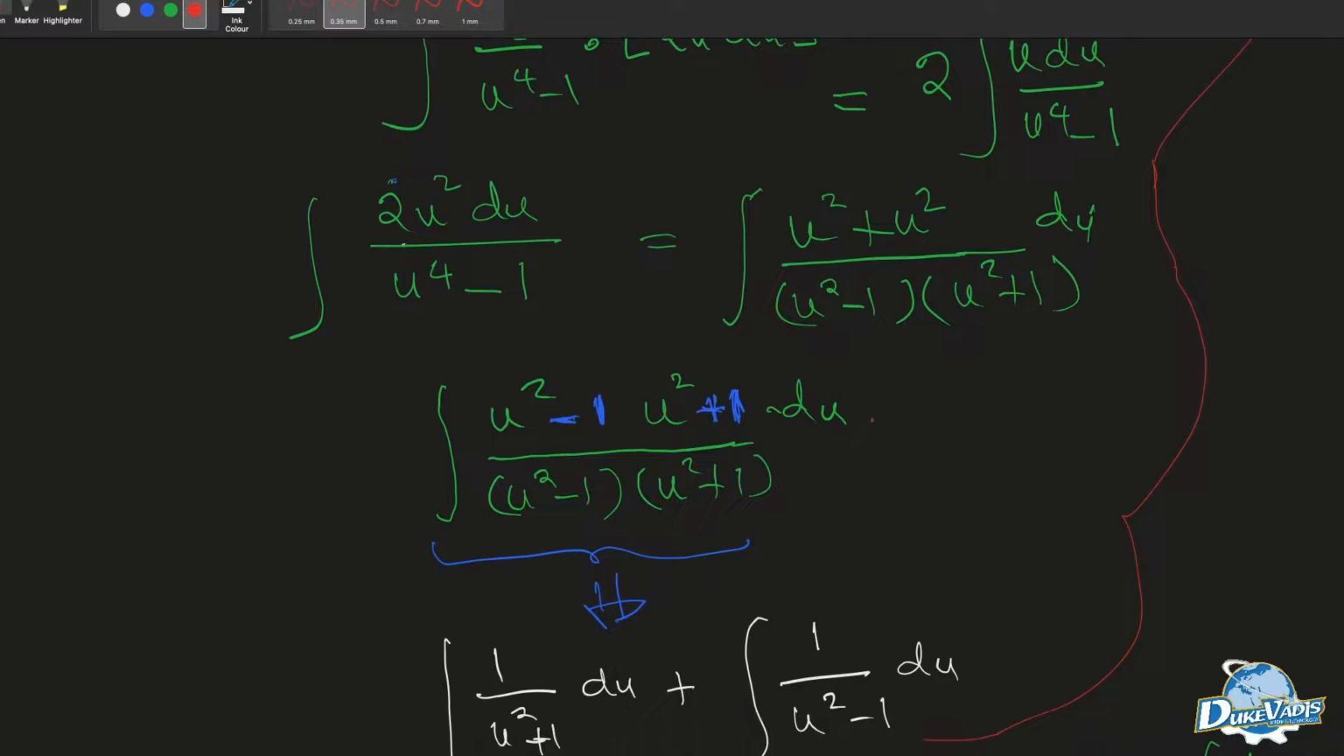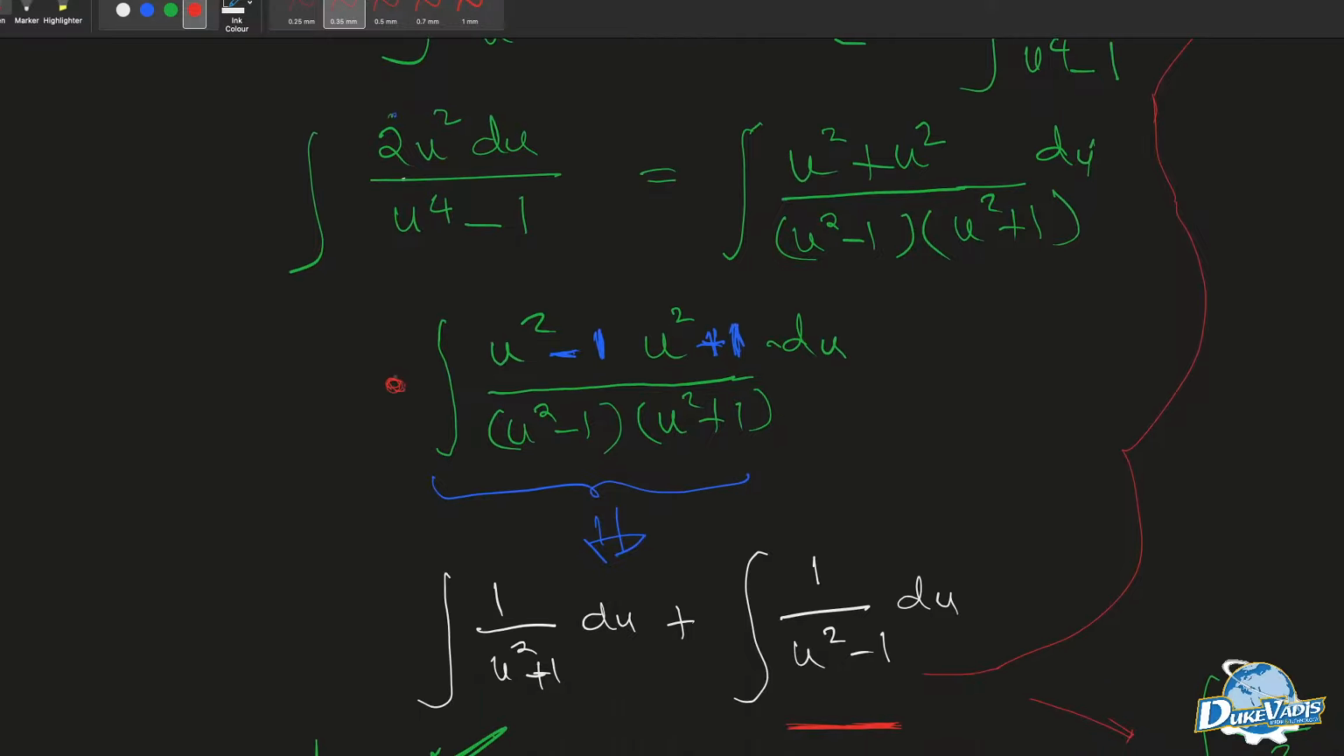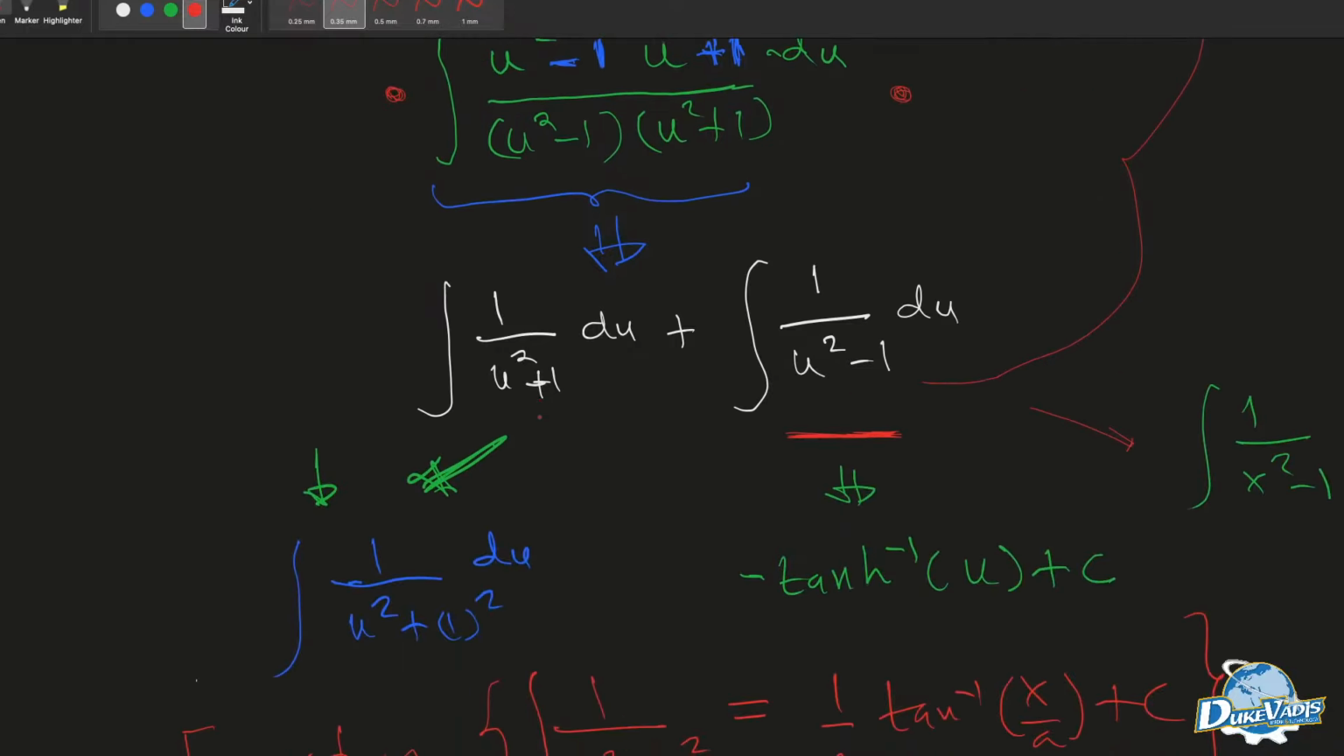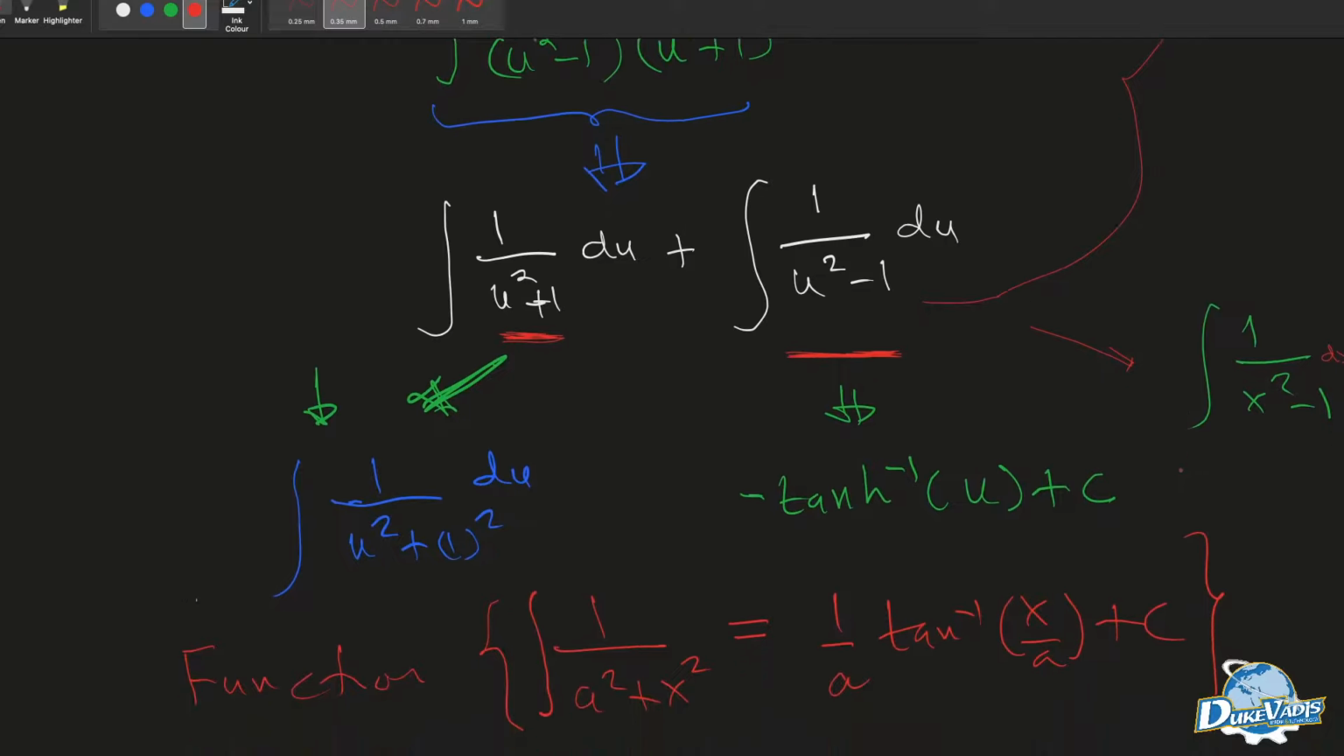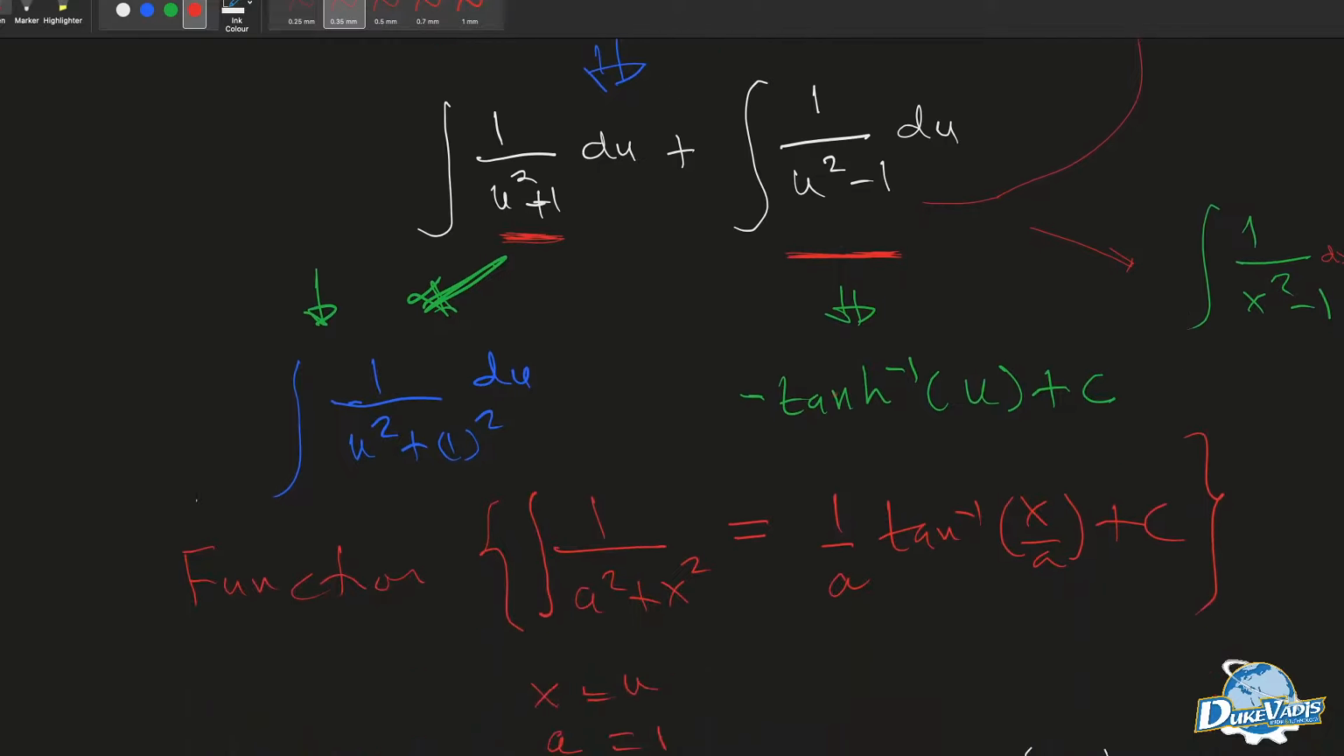Then we made a huge assumption over here, and that helped us to split the integral. So when we split the integral, we had this integral and our second integral. So straight on, because we have been given the integral of 1 over u squared minus 1 du, which is similar to 1 over x squared minus 1 dx, it made life so easy for us. You see, so straightforward, we know our answer to this is minus tan inverse of u plus c.